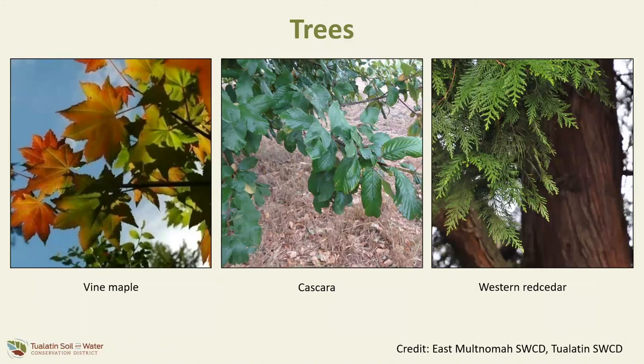And so finally, we get up to the tree layer. And this layer is great for bringing wildlife into an urban setting, especially. And trees also shelter you from sun and from winter winds. And they have good root systems that can help hold soil in place. So there's a lot of good functionality from trees. And so some examples for the Pacific Northwest include the vine maple, cascara, and the western red cedar.